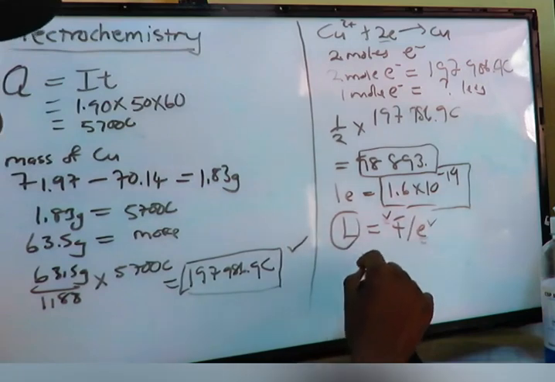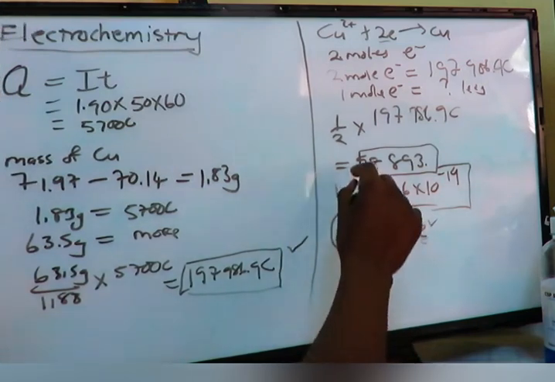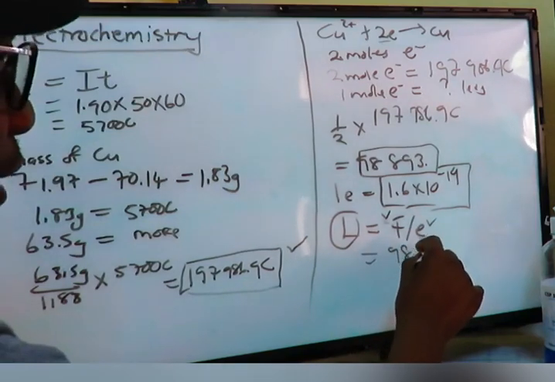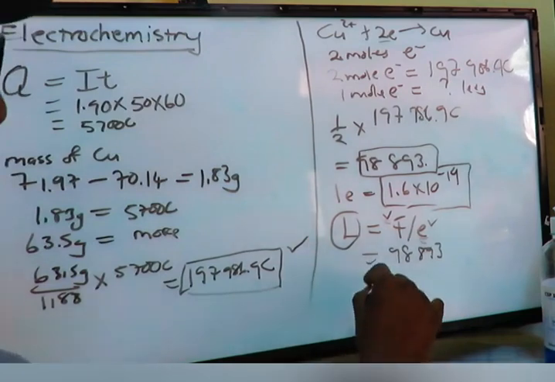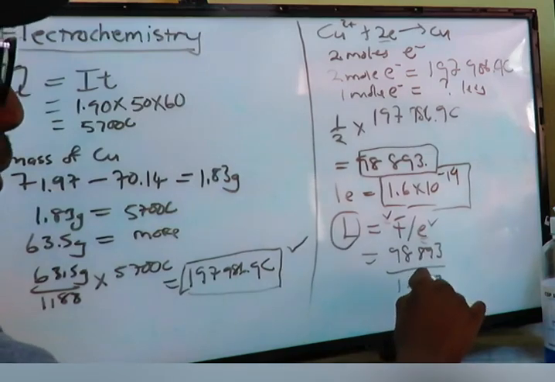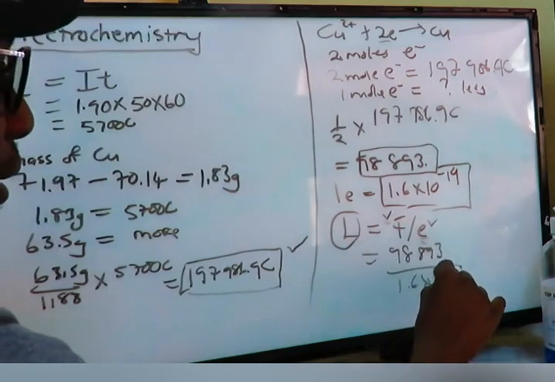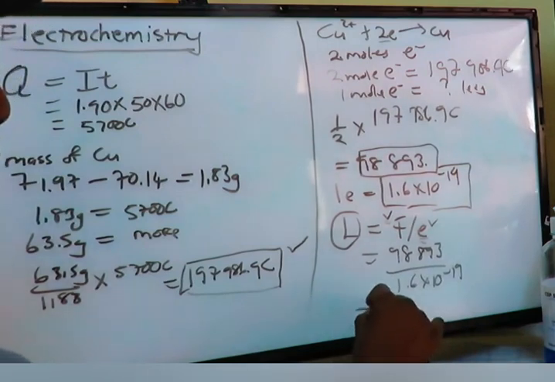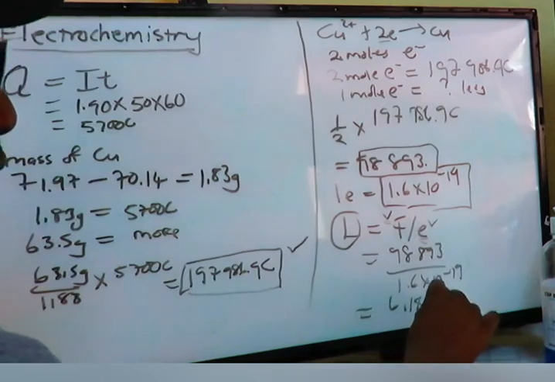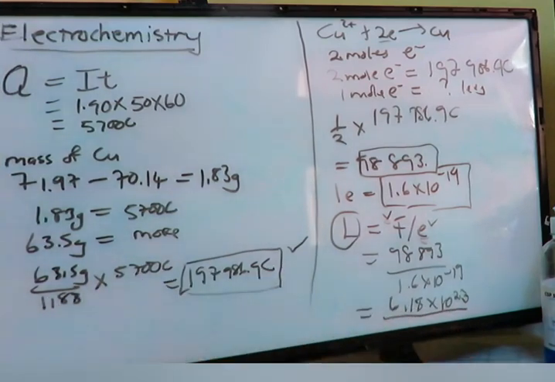So if we do the division there, we have 98,893 divided by 1.6 times 10 to the power negative 19. And if you divide there, you would get 6.18 times 10 to the power 23. And this is how we determine the Avogadro's constant L using the electrolytic method.